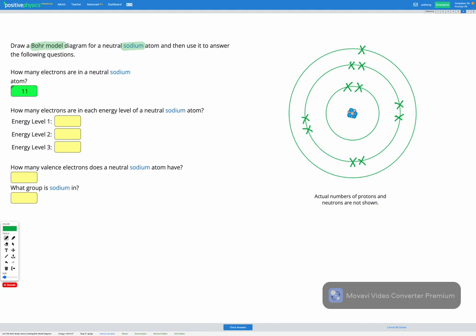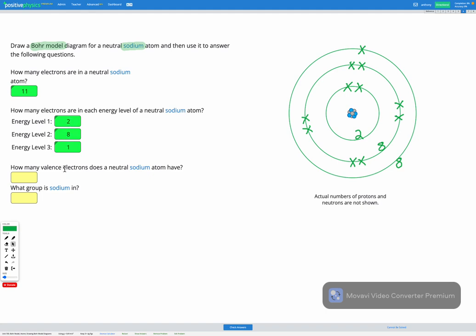The first one can fit 2 electrons. The other shells can fit 8 electrons each. So how many electrons do I have in each shell? My inner shell has 2. That's energy level 1. The next shell from the inside, energy level 2, has 8 electrons in it. And the outer electron shell, energy level 3, has just 1 electron in it. So you can see that adds up to 11 in total.